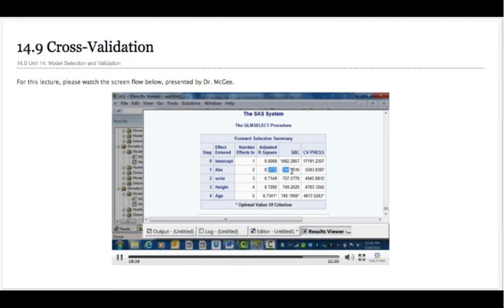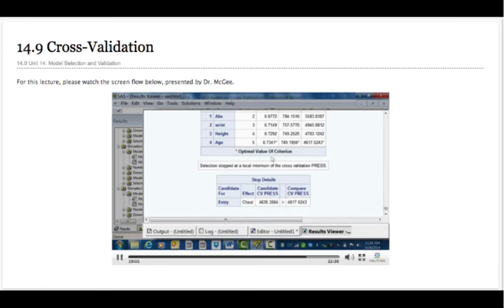And you can see how the SBC and the CV press change. Both of these go down. So remember, CV press is a residual sum of squares, so we want the residual sum of squares as low as possible. The SBC criterion we also want to be as small as possible. And so at this point, once we have abs, wrist, height, and age in the model, then we stop.